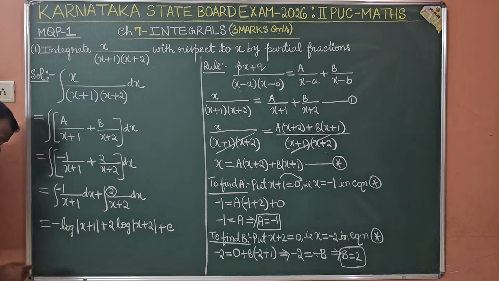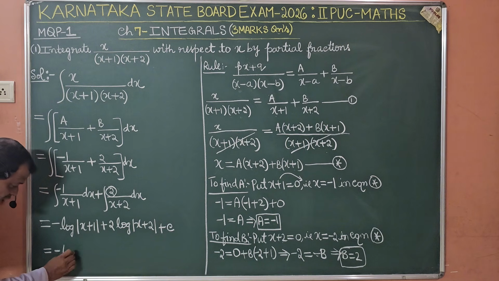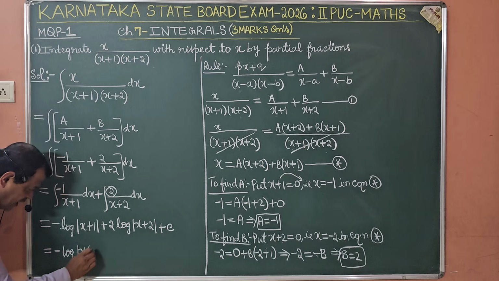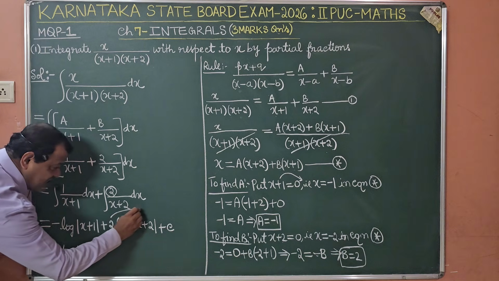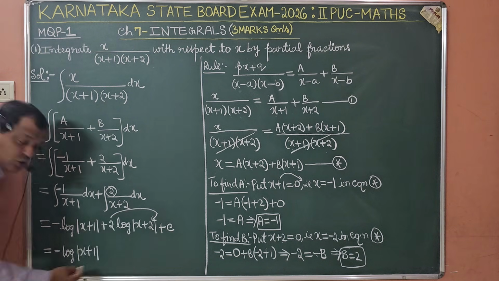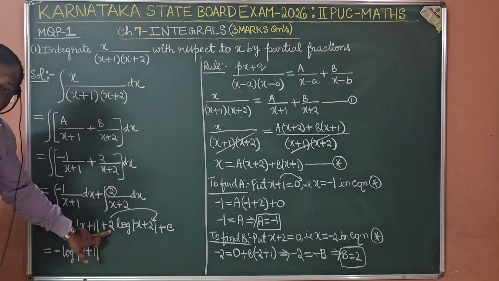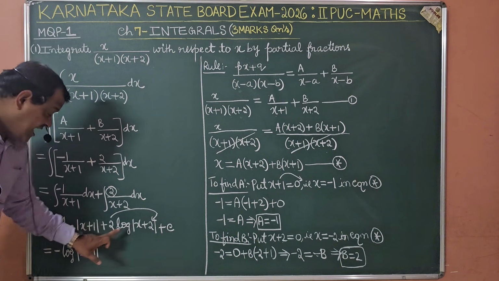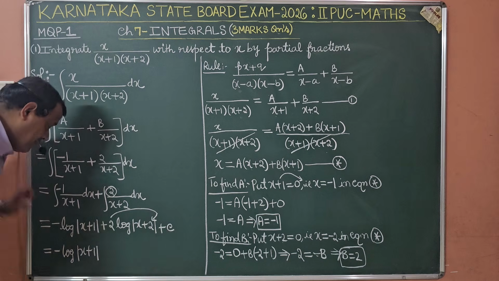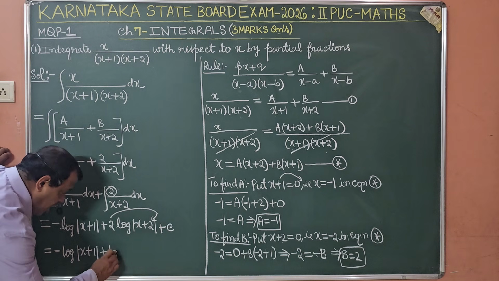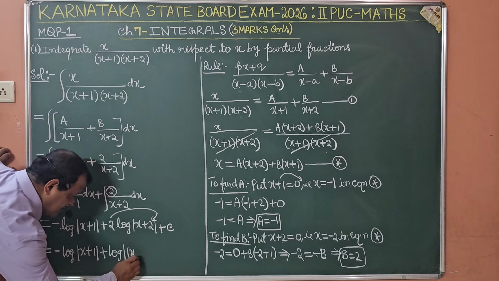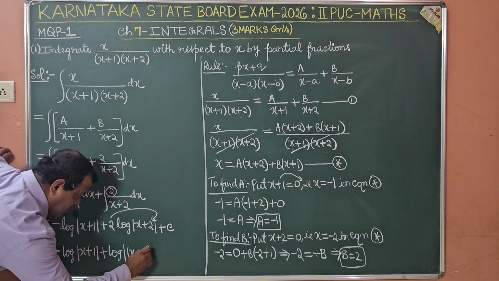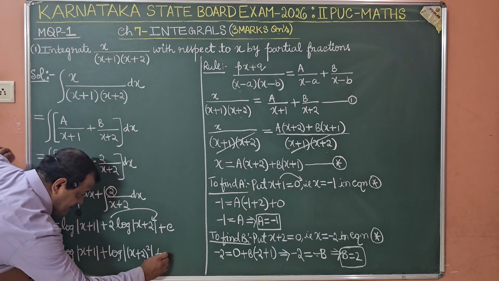Or this can be simplified further. This can be written as minus log of mod of x plus 1, and this 2 can be written as the power of x plus 2, by using the third law of logarithm. There is a law of logarithms: n into log m is log of m power n. Therefore, this is log of mod of x plus 2 whole square, base e, plus c.